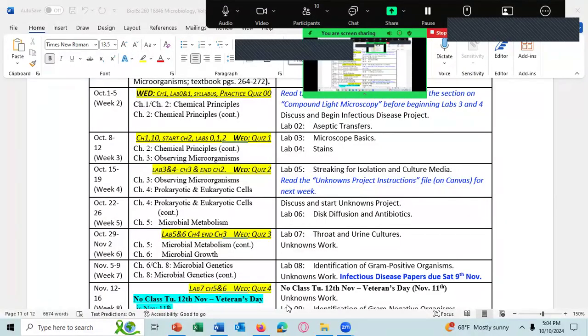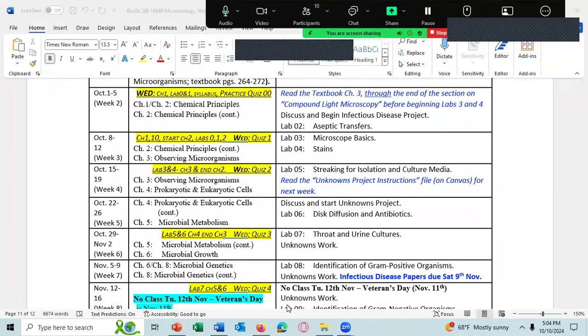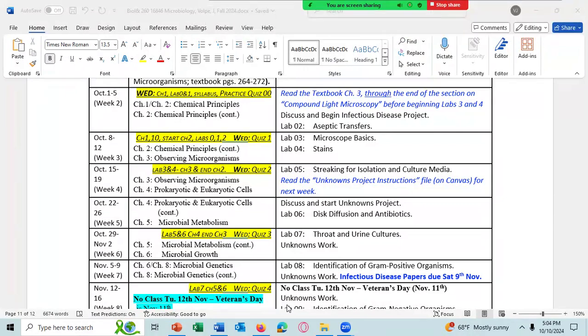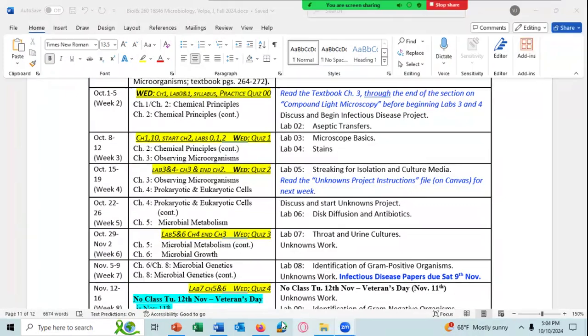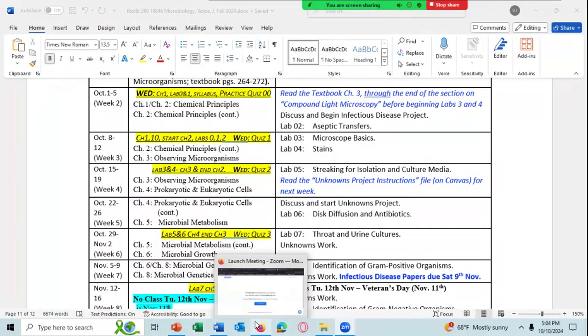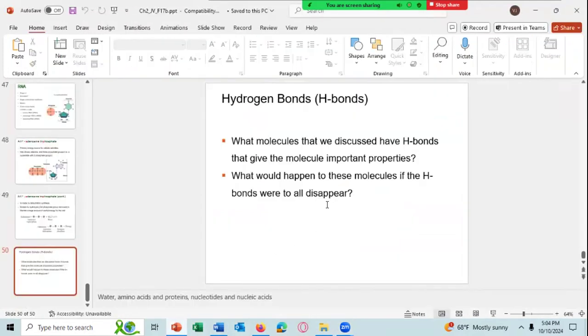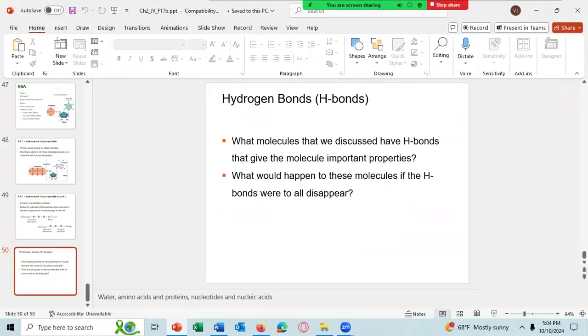Sharing my screen now. So today is October 10th, and we are supposed to be ending chapter 2 and beginning chapter 3 today. I don't think we ended chapter 2. Let me see that. Oh, yes, we did. We talked about hydrogen bonds. All right, so we're going to start chapter 3 today.